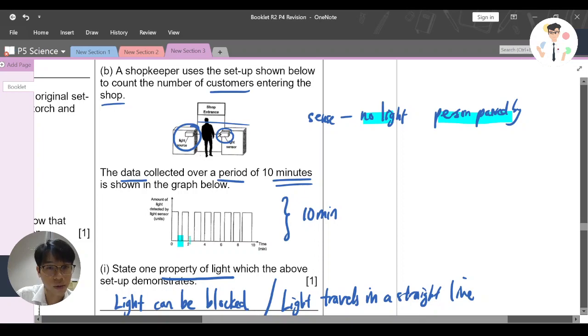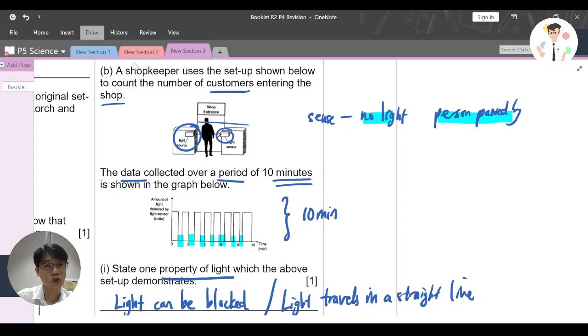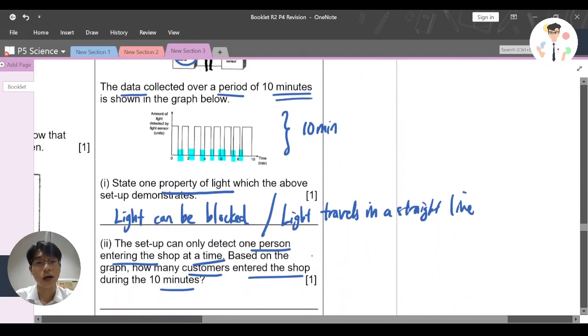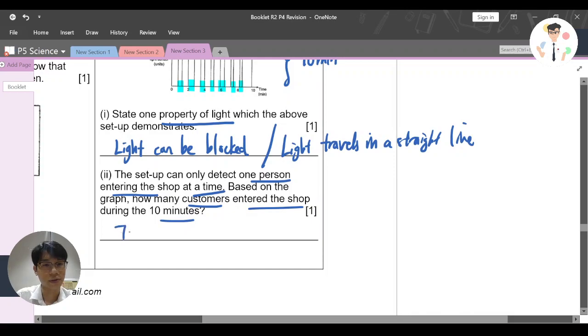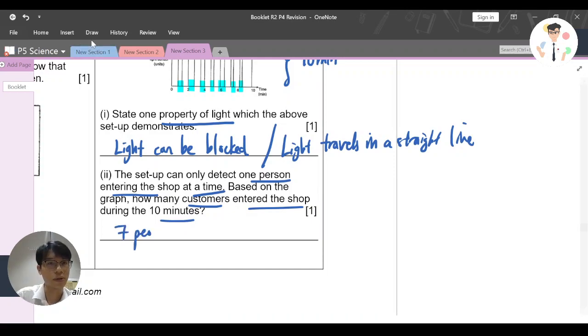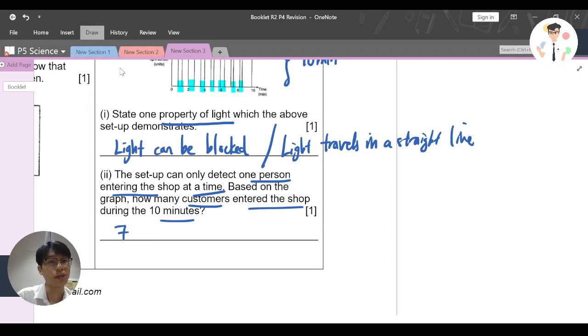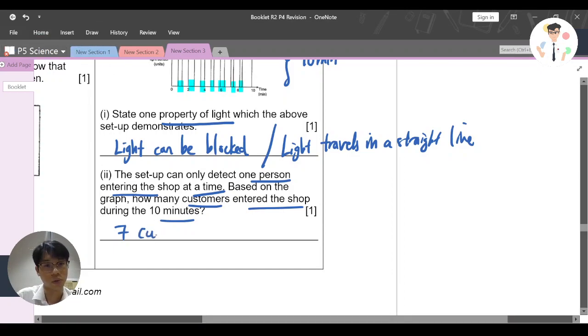How many times no light? 1, 2, 3, 4, 5, 6, 7. So 7 times there's a short moment with no light. That means someone passed through it. So how many persons? 7 customers. Let me just write 7 customers. Okay, so basically that's all for this whole question.